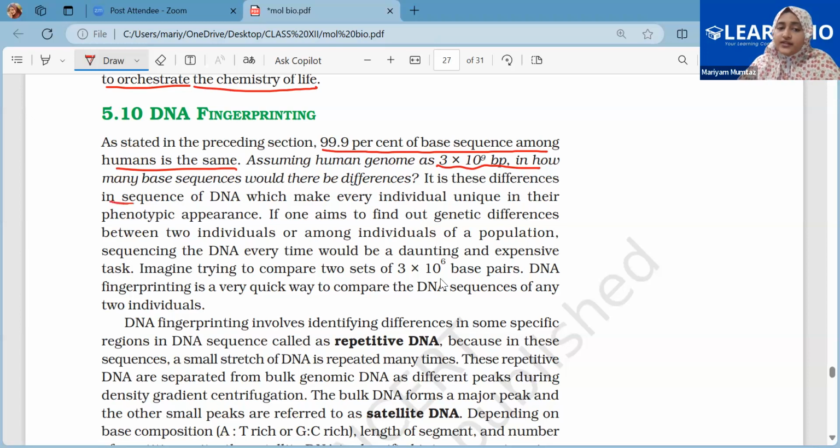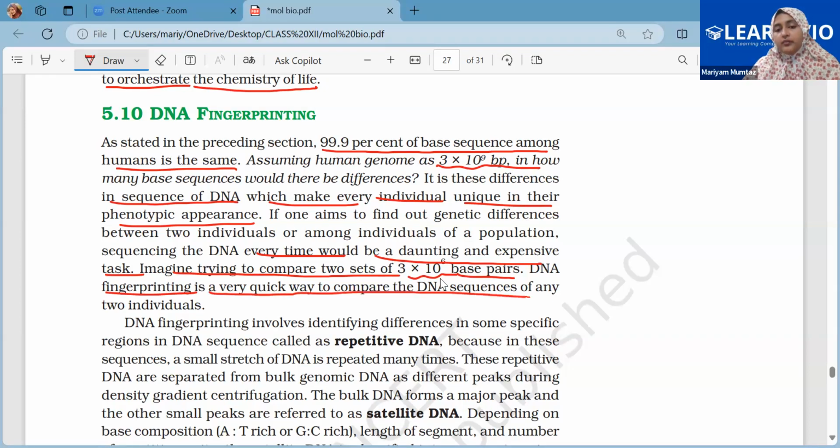Now, it is these differences in the sequence of DNA which make every individual unique in their phenotypic appearance. Phenotypic is the morphological or external appearance. Now, if one aims to find out genetic differences between two individuals or among individuals of a population, sequencing the DNA every time would be a daunting and expensive task. Imagine trying to compare two sets of 3 into 10 to the power 9 base pairs. DNA fingerprinting is a very quick way to compare the DNA sequences of any two individuals.